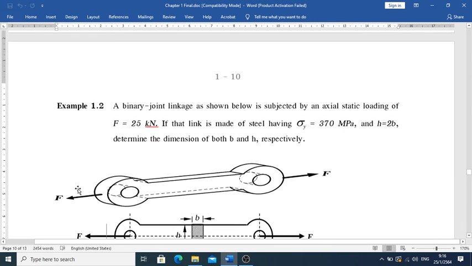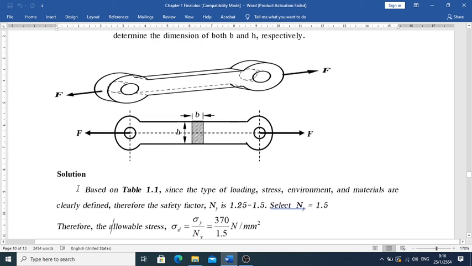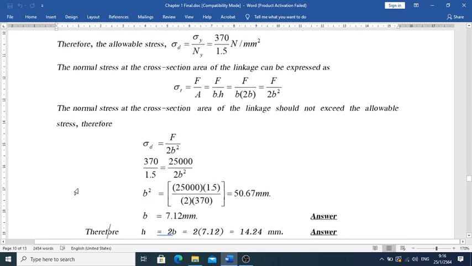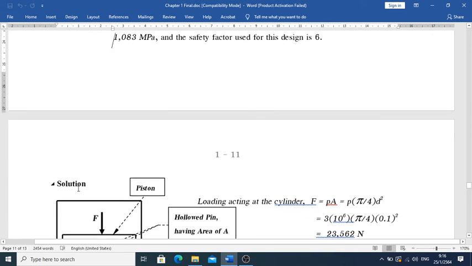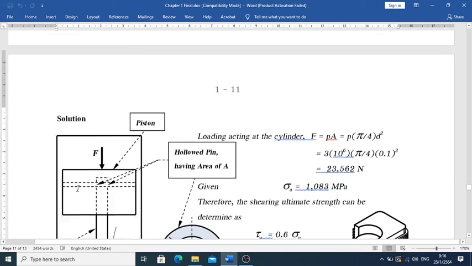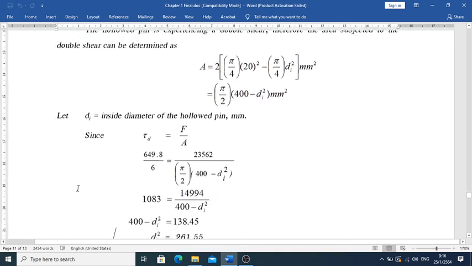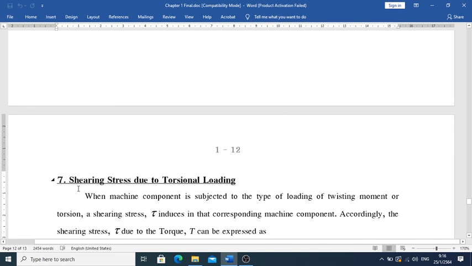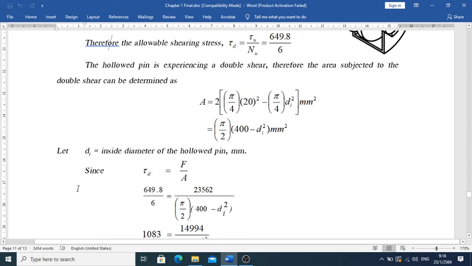Example 1.2 is another really clear-cut one. Have a look at it by yourself. Very good example. 1.2 is another one on the cylinder, on the double shear, things like that. So this is it for the things that we should go for.